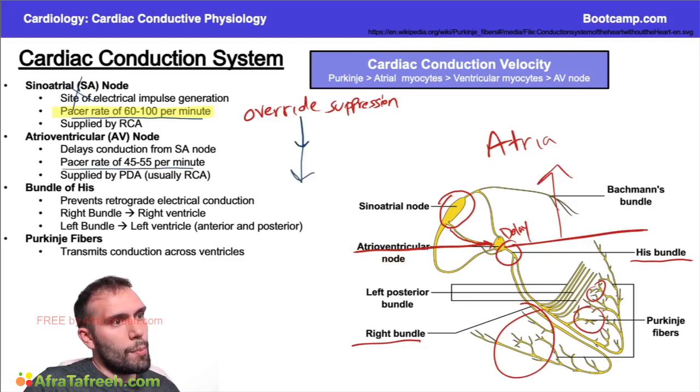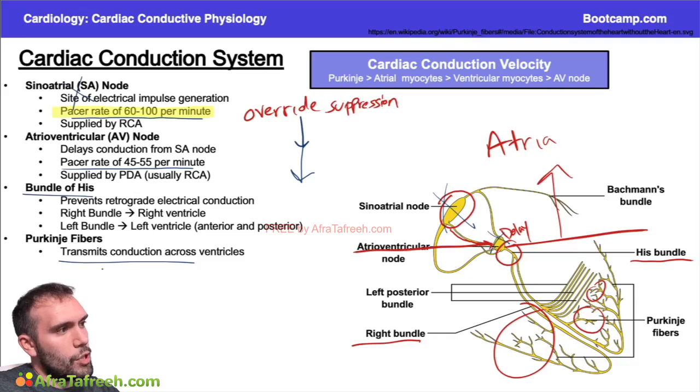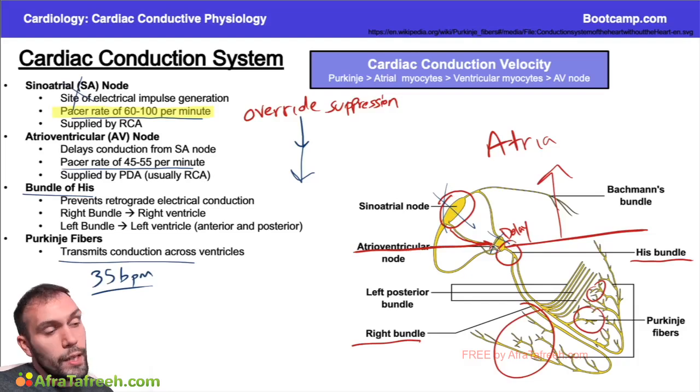If I had some block here, right, or these for whatever reason were defective or impaired, I would go down to the bundle of His, and then I go down to the Purkinje fibers. And as you go down, the pacer rate gets lower and lower. You might have a pacer rate at the Purkinje fibers of 35 beats per minute, just throwing a number out there. Okay, so when you see patients with really significant bradycardia, this is always something to think about. Is there some kind of block or damage potentially to these regions in the electrical conduction system is causing the heart to have a pacer somewhere down in this region.